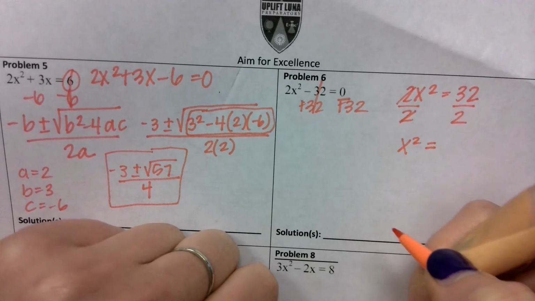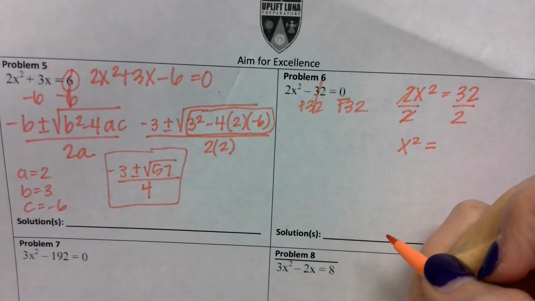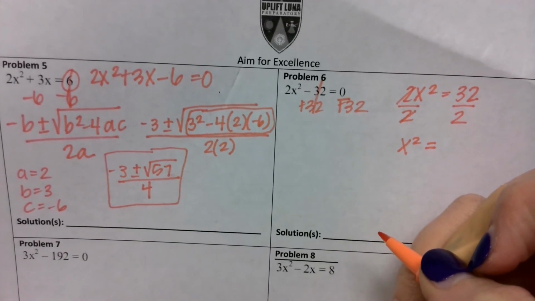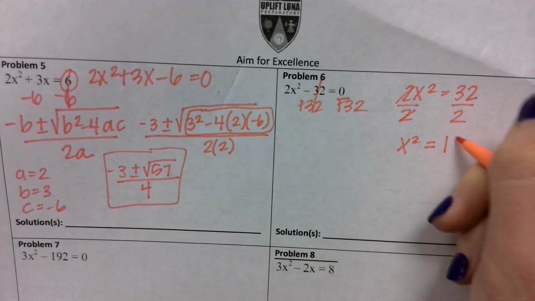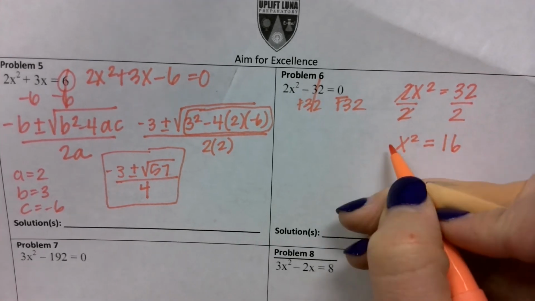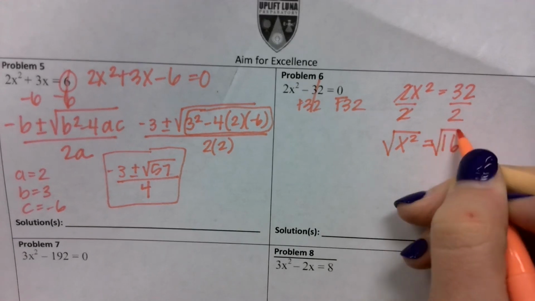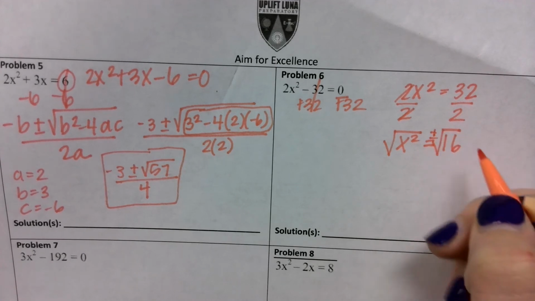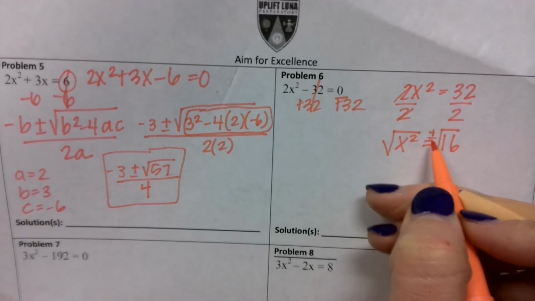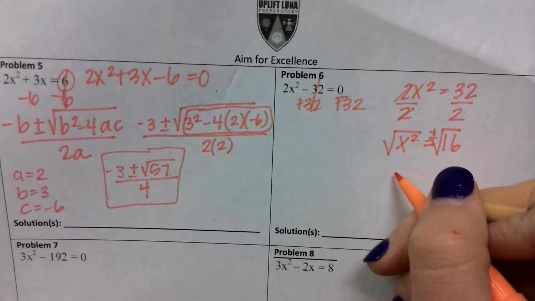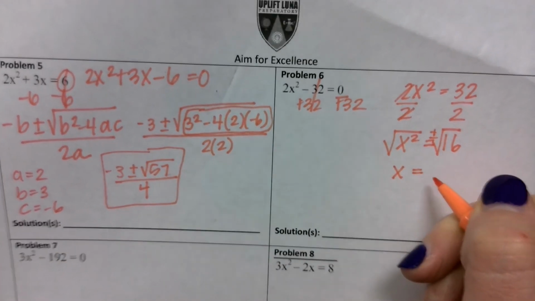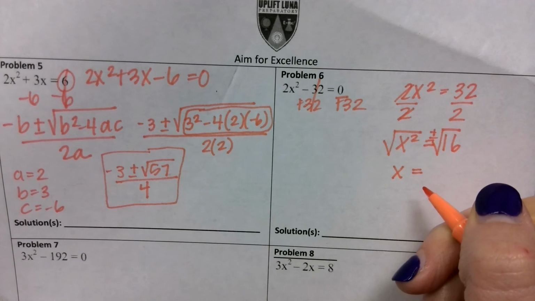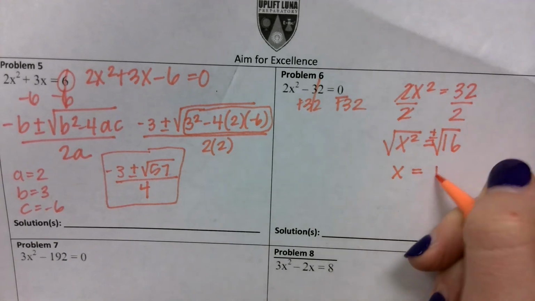Use your calculator. 32 divided by 2 is 16. And what's the inverse of squaring something? Taking the, what is this little symbol? The square root. We have to make sure we put plus or minus in front of it because that's the square root rule. So what's the square root of 16, Alfredo? 8? No. 4. Plus or minus 4.